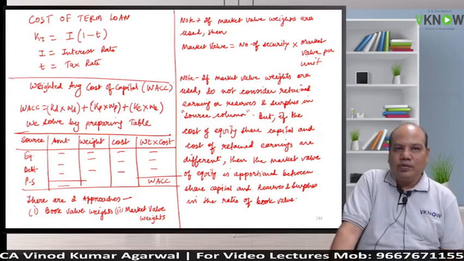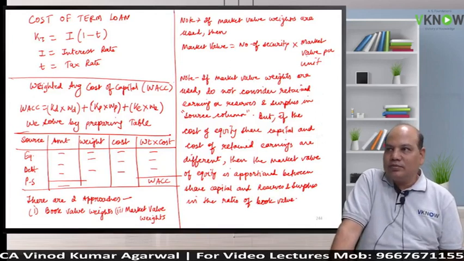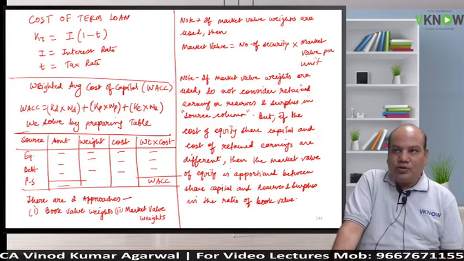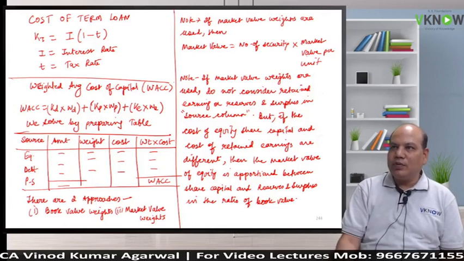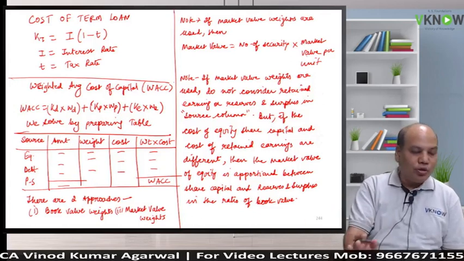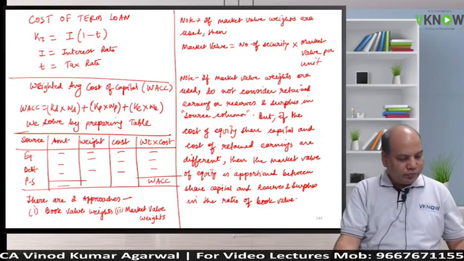Do you remember something like this? You might have studied. Yes. Otherwise, you can just write equity in place of equity share capital and reserve. But if the cost of equity and cost of reserves are different, then the student will have to divide the total market value of equity share in the ratio of book value. Okay.